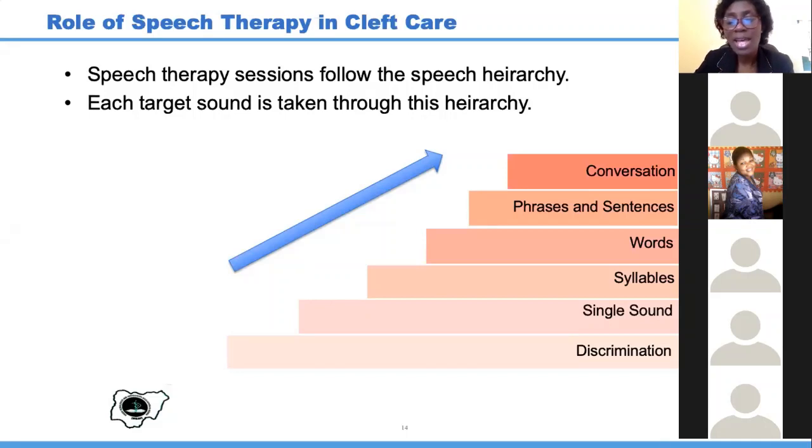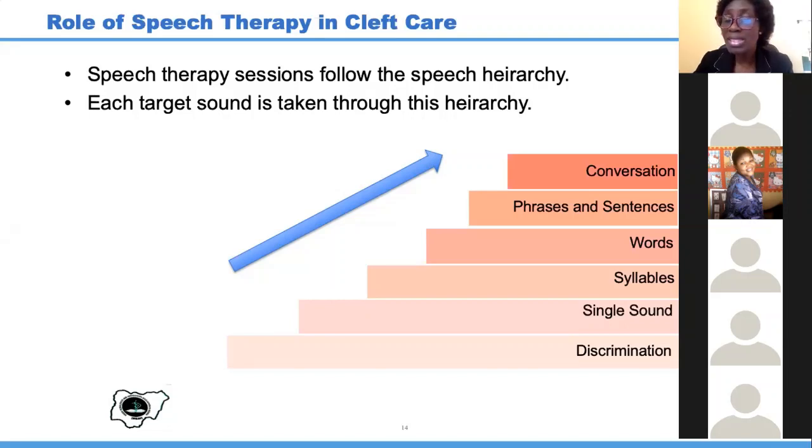It is after the incorrect sound has been discriminated that we can move into the speech therapy proper. And we start by sound isolation. We need to teach the individual how to make the sound in isolation. There are several strategies for this. When the individual can make a particular target sound in isolation, then we'll move to syllables.